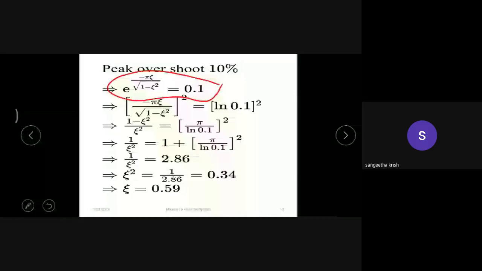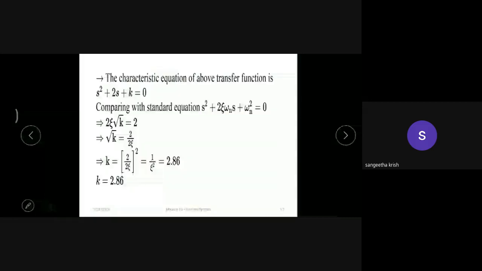Take the logarithmic, that is exponential, ln. So pi epsilon by root of 1 minus epsilon square is equal to ln of 0.1. Square on both sides and take the square root to find the value of epsilon. Here I'm getting epsilon equal to 0.59. After this it is very easy.